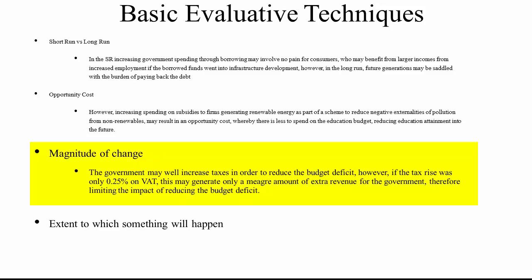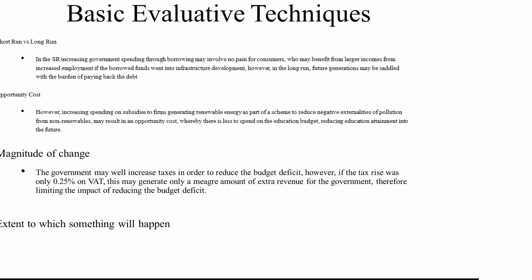The argument made here is that if the change was only small, for example a 0.25% rise on VAT, then this would only generate a small amount of extra governmental revenue, and that would limit therefore the impact of the reduction of the budget deficit, which was the intention of the government according to the preceding analysis. So there you can see how the scale or degree of change is a good evaluative technique to use.